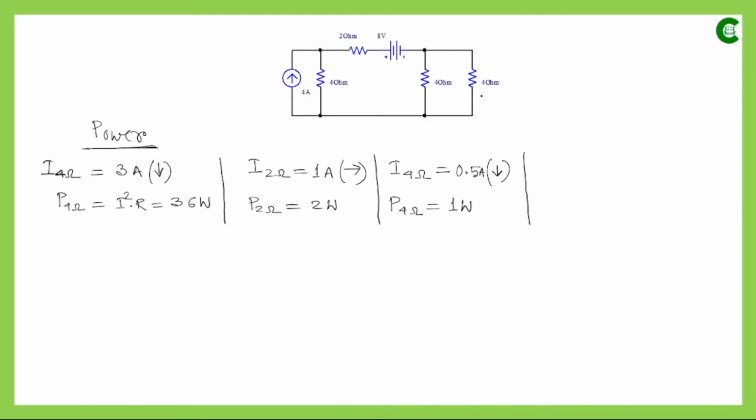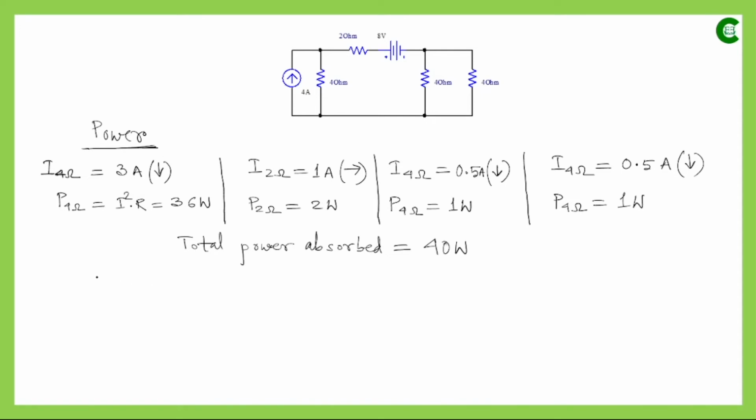And the rest is this resistor. The net current value through that resistor is also 0.5 ampere, and that also flows downward. So power absorbed by that 4 ohm resistor will be I square, again it will be 1 by 4, and the resistance value is 4, so it will be 1 watt. That means total power absorbed because of all these passive elements is 36 plus 2, 38, 39, 40 watt.